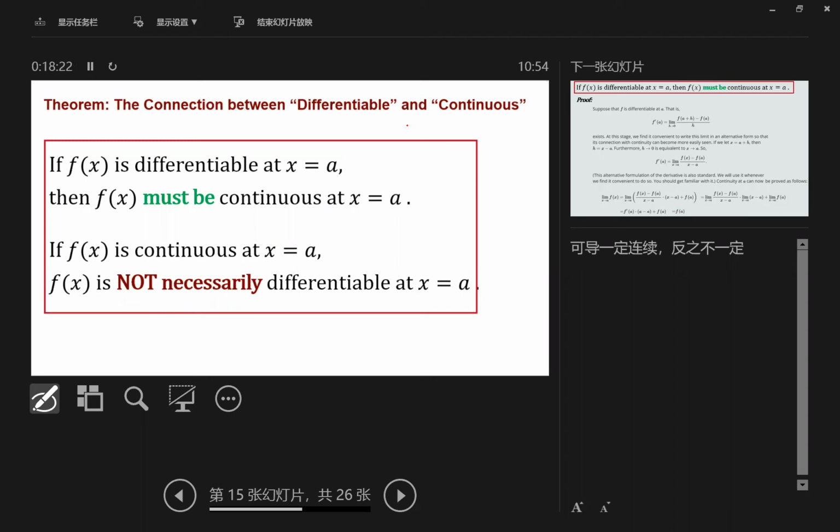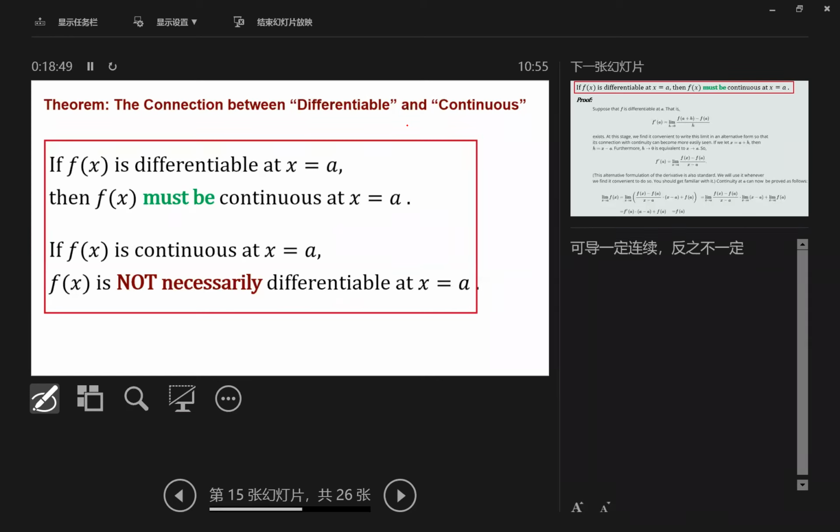First, the function must be defined at this point. Second, the limit of this function must exist at this point. Third, the limit of this function as x approaches this point must equal the value of the function when x equals that point, right? You understand? So that's the definition of continuity at a single point.